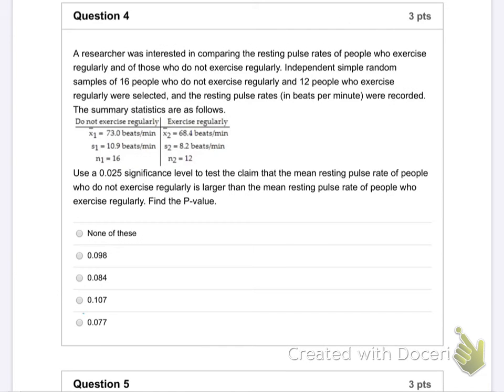All right, so let's go to number 4. This one says a researcher was interested in comparing the resting pulse rates of people who exercise regularly and those who do not exercise regularly. Independent, simple random samples of 16 people who do not exercise regularly and 12 who do exercise regularly were selected, and the data is recorded. So this is do not, and this is do exercise regularly. Is this one about percentages or is it about averages? It's clearly about averages, isn't it? This is an average, this is an average.